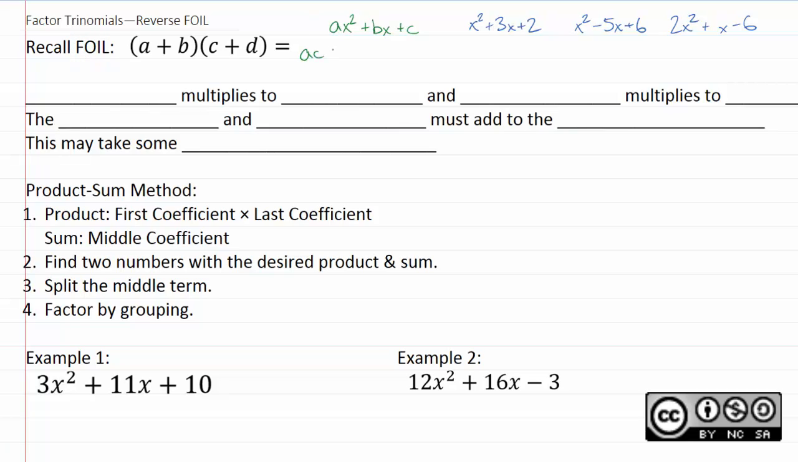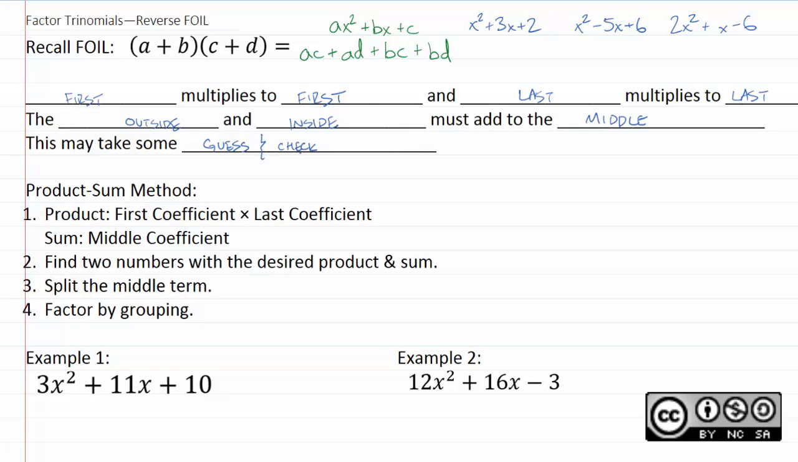AC, first times first. Outer times outer is AD. Inner times inner is BC. And last times last is BD. So what we're going to do is sort of reverse engineer this. With the FOIL method, if you'll remember, the first multiplies to the first, and the last multiplies to the last, and the outside and inside add to the middle.